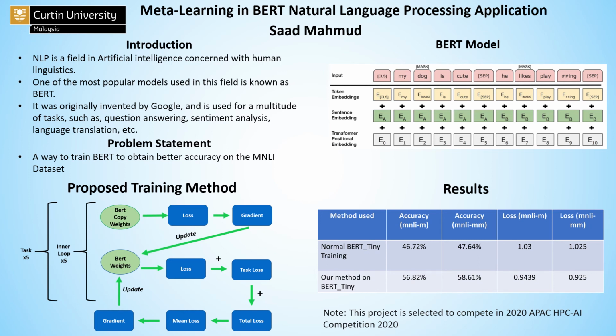And using our proposed method, we can already see a 10% accuracy boost for both MNLI match and MNLI mismatch. We see our score is 56.82% and 58.61% for MNLI match and mismatch respectively, and we can see we achieve lower losses as well.